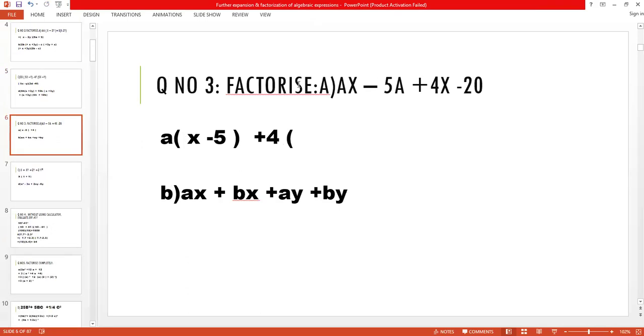Okay, again they are saying factorize, and part A is given: ax minus 5a plus 4x minus 20. Okay, again we have to factorize by grouping. So we have to group these two, ax minus 5a. Which one is common? a is common and what is left over is x minus 5. Here in 4 and 20, in which table do both of these come? In 2 and 4. We always remember we have to take the table which is the highest.